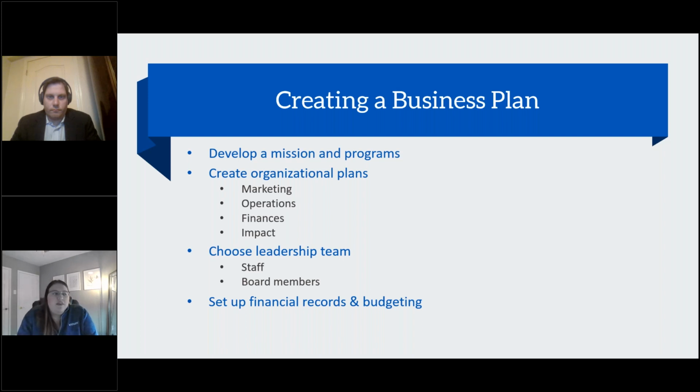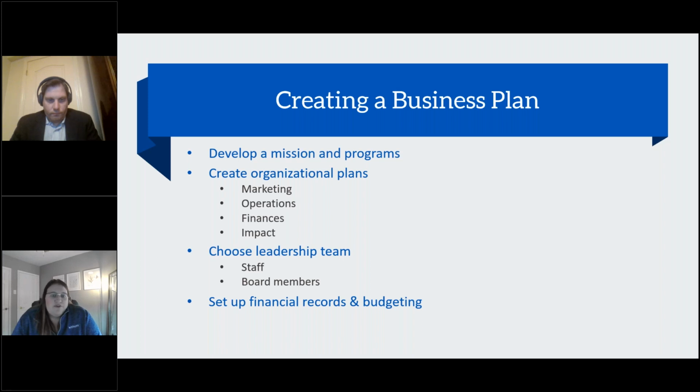So apart from the legal documentation that must be sent in, there's obviously a bunch of other documents that will be created and housed within the organization in order to help you do your work and develop that organization as a whole. So first and foremost is the development of a mission and a program. That is the number one thing about the organization. What is it that you're going to do, and how are you going to carry that out? What programs are you going to have to accomplish that mission that you're looking to accomplish?